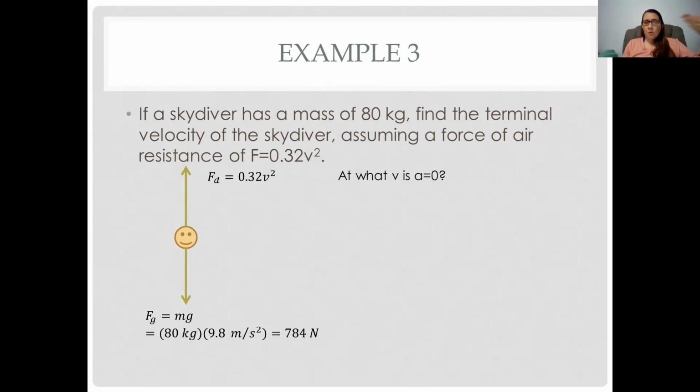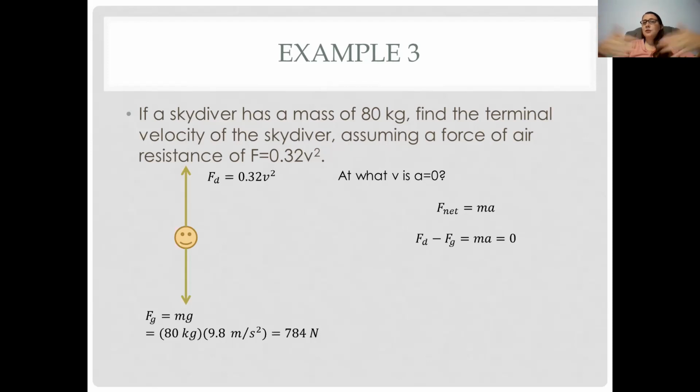So we want to know at what velocity is our acceleration equal to 0, because that's when we've reached terminal velocity. Net force equals mass times acceleration, Newton's second law. If our acceleration is 0, that means our net force is 0. The way that we calculate net force, remember, is by adding these forces together, considering the direction that they're going. Our force of air resistance, or drag force, is pointed up, so it's positive, whereas our gravity force is pointed down, so it's negative.